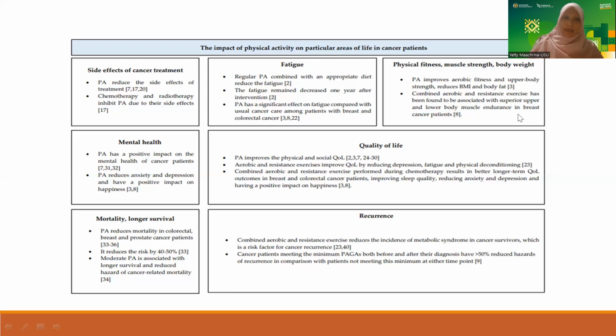And also physical activity has an impact on mental health. So the anxiety and depression of the patient with cancer can be reduced, and the quality of life can increase. Both aerobic and resistance exercise can improve the quality of life by reducing depression, fatigue, and also physical deconditioning. And more than that, mortality decreases and they can get longer survival. And the important one is that it reduces recurrences.